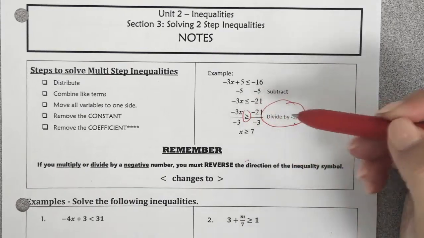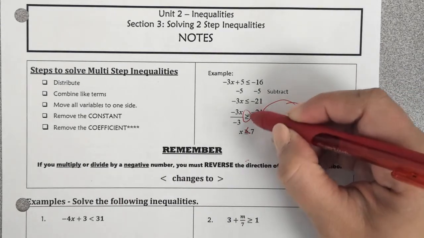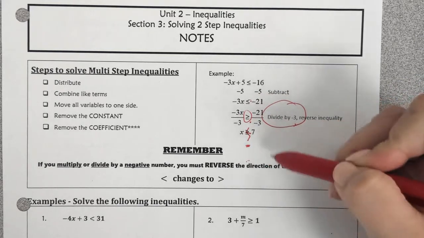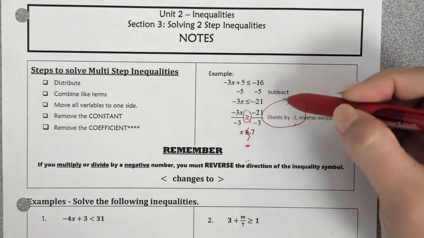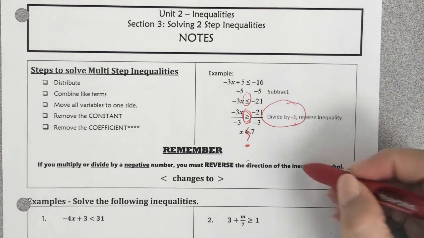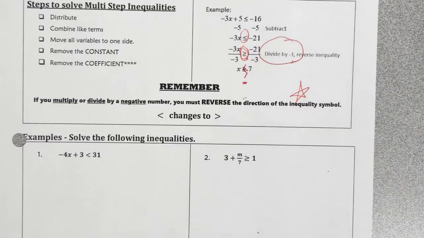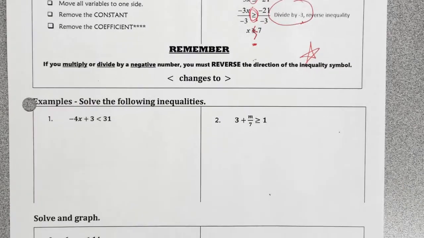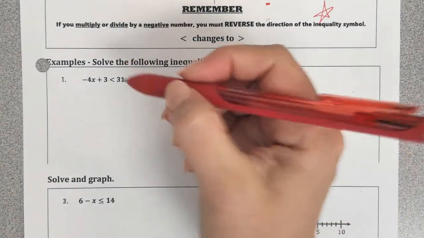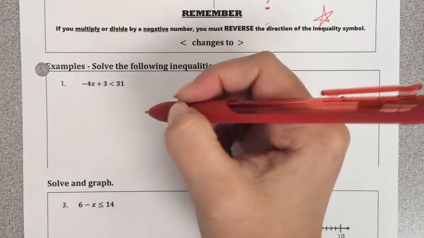So this less than or equal changed to a greater than or equal symbol. It changed at that step here, from here to there. So keep that in mind. That's the one major thing that has to be paid attention to when we're solving our inequalities. All right, so I'm going to work through these couple examples with you here, and then you'll have the opportunity to practice on your own.